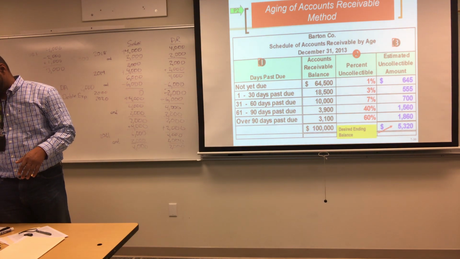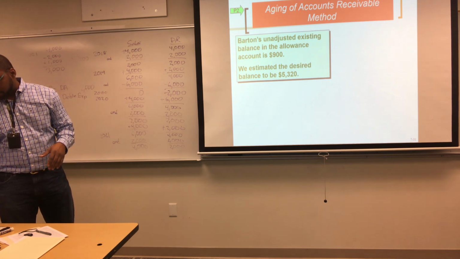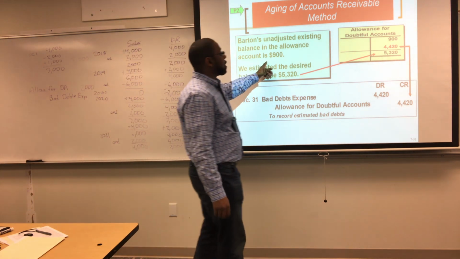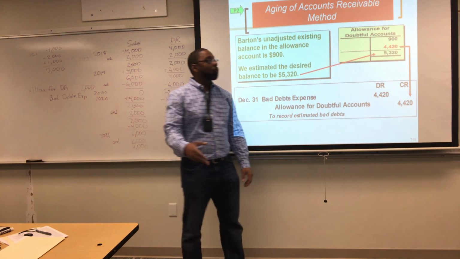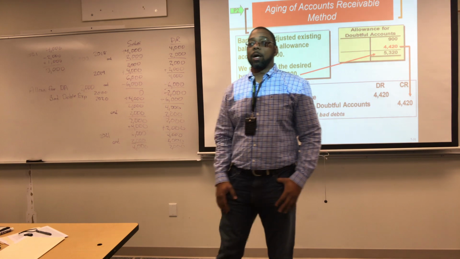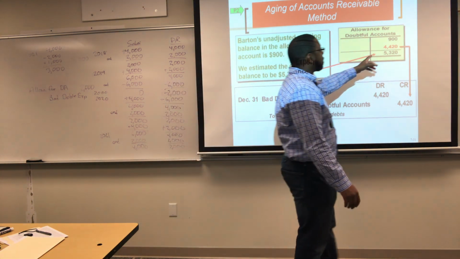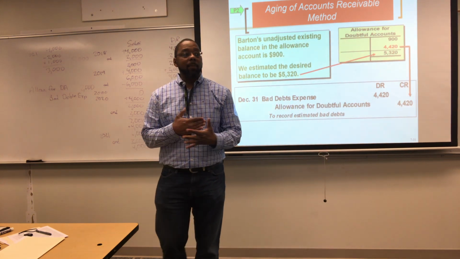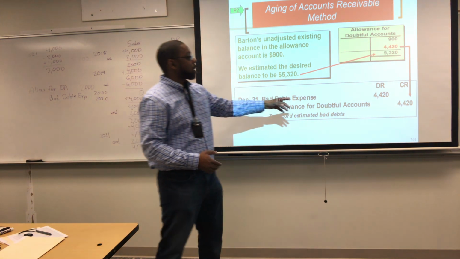So the next step, just like all accounts receivable, we need to find out what we still have from the beginning balance. So we still have $900 in the beginning balance. We want it to be $5,320. That's the amount we are calculating. What's the difference between those two? It's $4,420. So we're going to debit bad debt expense, credit allowance for doubtful accounts for $4,420.